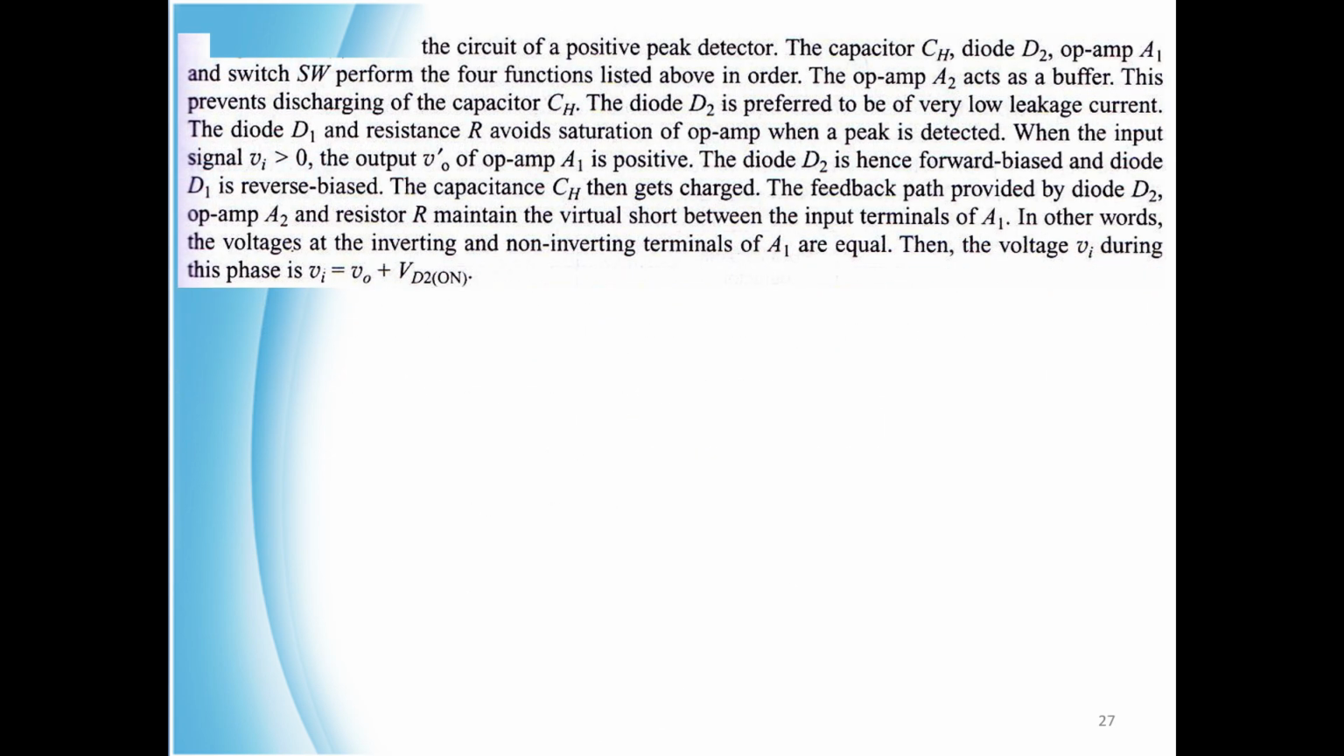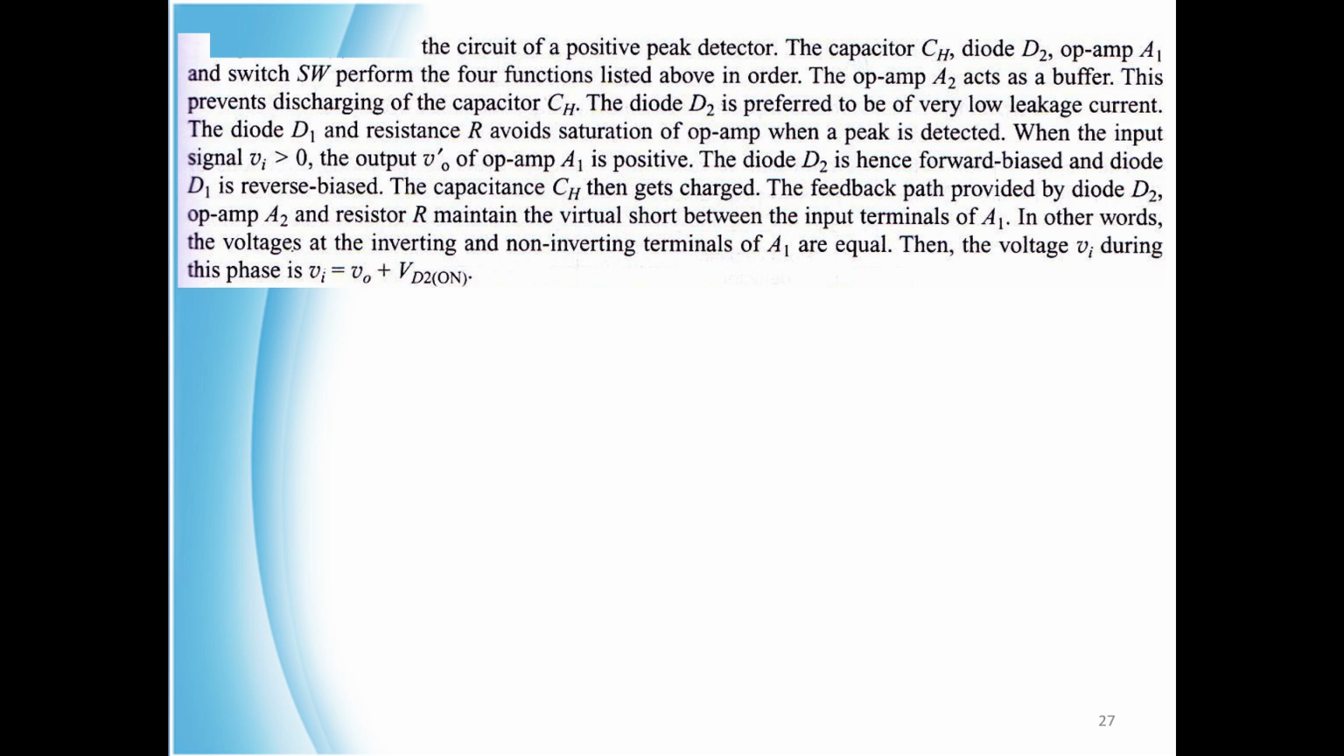So it is a circuit of a positive peak detector. The capacitor CH, diode D2 and operational amplifier A1 and switch SW perform the 4 functions listed above in order. The op-amp A2 acts as a buffer. This prevents discharging of the capacitor CH. The diode D2 is preferred to be of very low leakage current. The diode D1 and resistor R avoid saturation of the op-amp when a peak is detected.